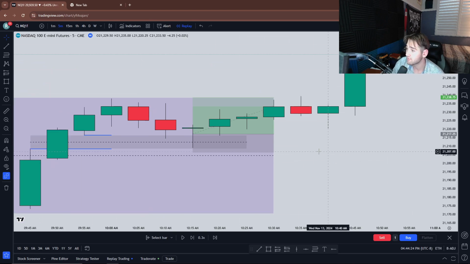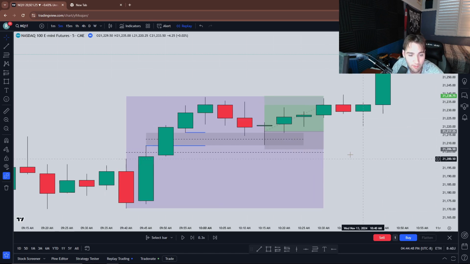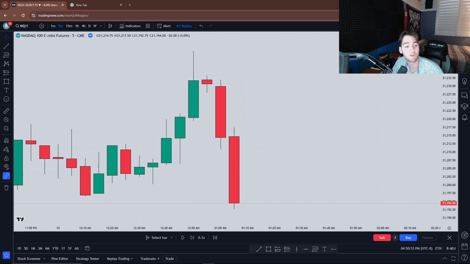This is a great method, guys, to learn and really implement in your trading. This is huge. Now let's go ahead and look at a bearish version, guys.